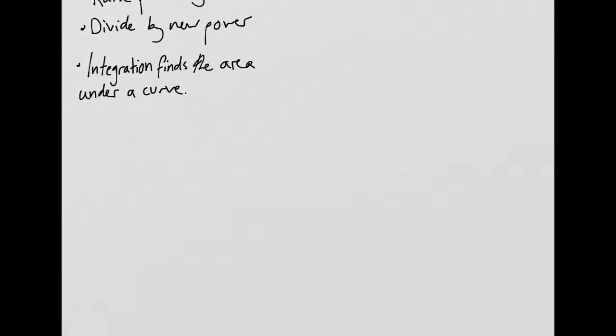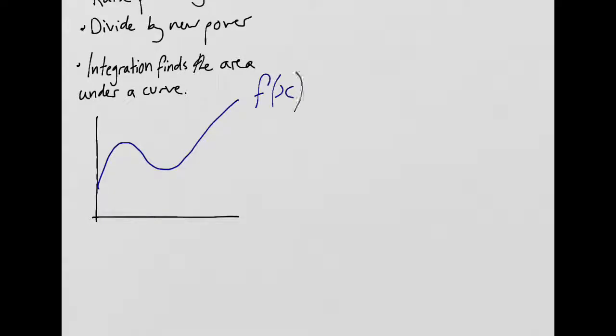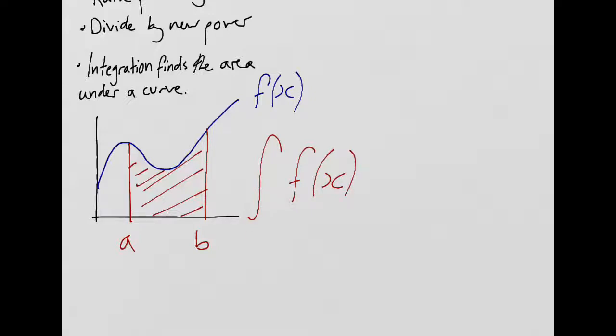So, a quick diagram to illustrate that. Random function f of x. If we want the area from a to b, we get that by integrating f of x from a to b, dx, and that will tell us that red shaded area there. That's the gist of integration.